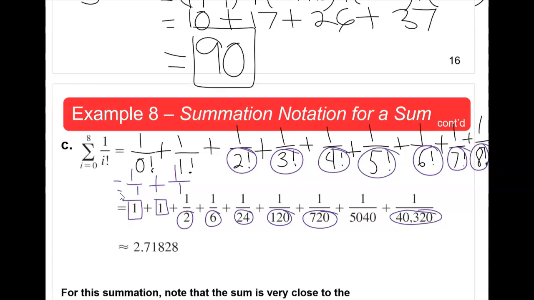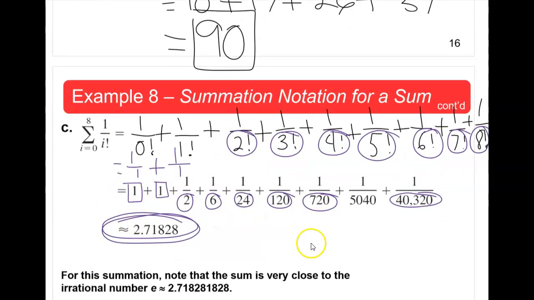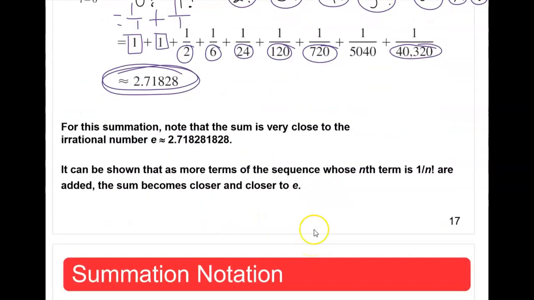And if we add all those fractions, if you put them in the calculator, you will see that you get approximately this number, 2.71828. Now that number, you might remember it from your previous class, Pre-Cal 1. It is the approximation for the irrational number e.